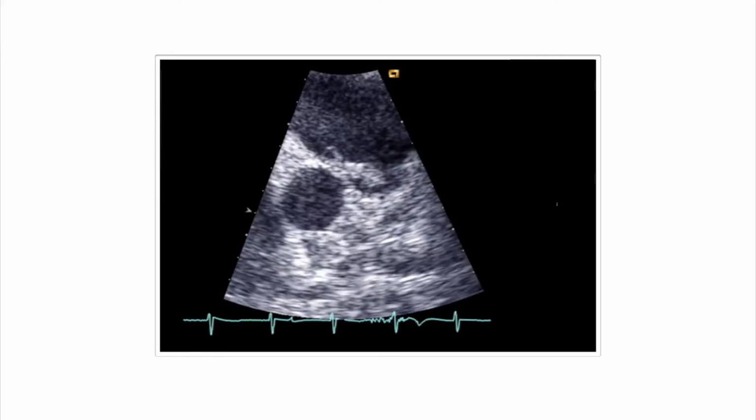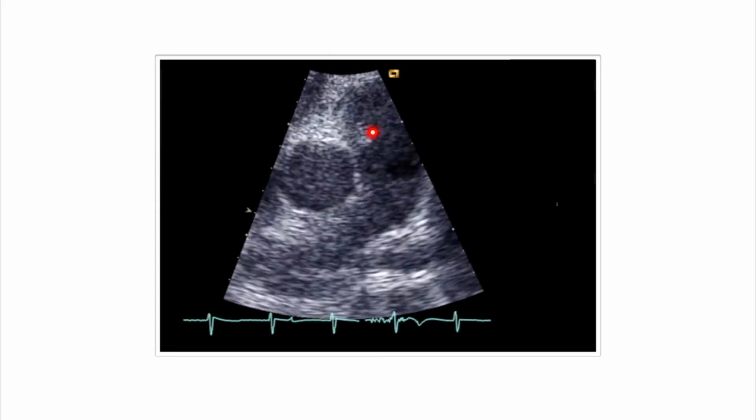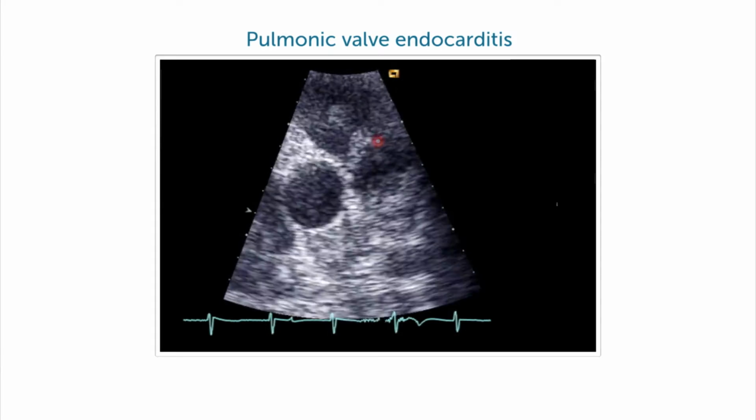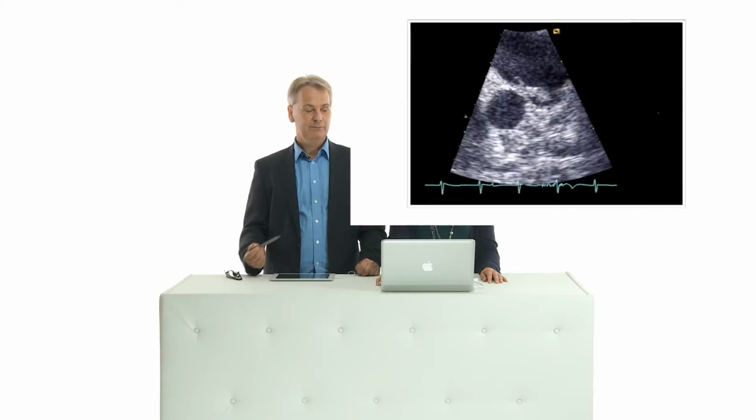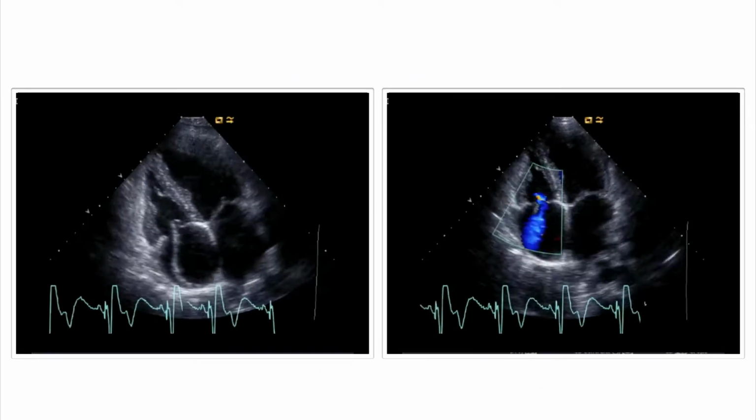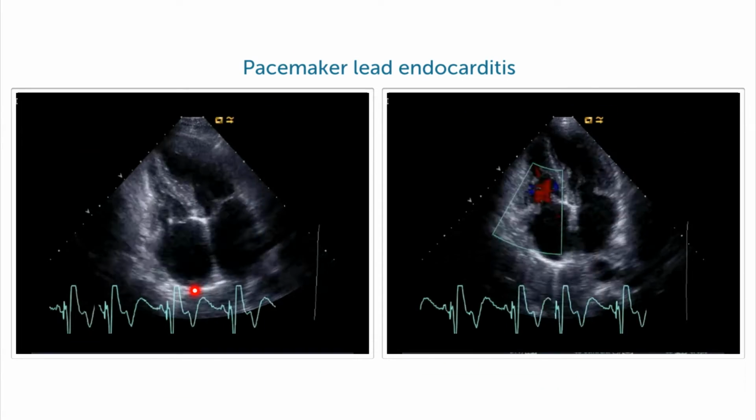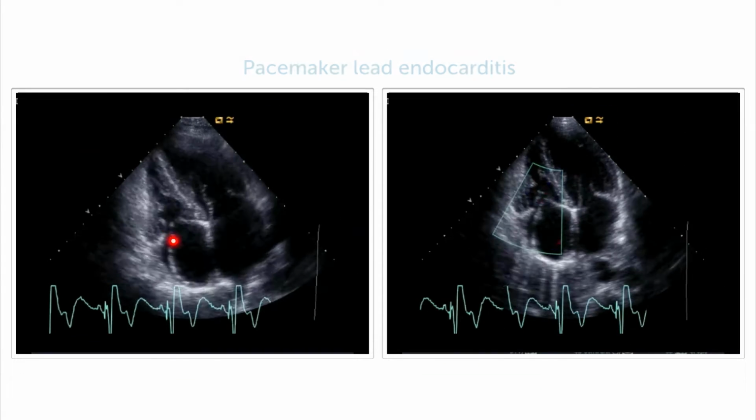A patient, of course, who had drug abuse. You sometimes also see vegetations on the pulmonary valve, which is actually a rare finding, but this image just documents that you can find vegetations on so many different structures in the heart. Also on pacemaker leads. This is a pacemaker here. And if you look closely, there's a vegetation right here.